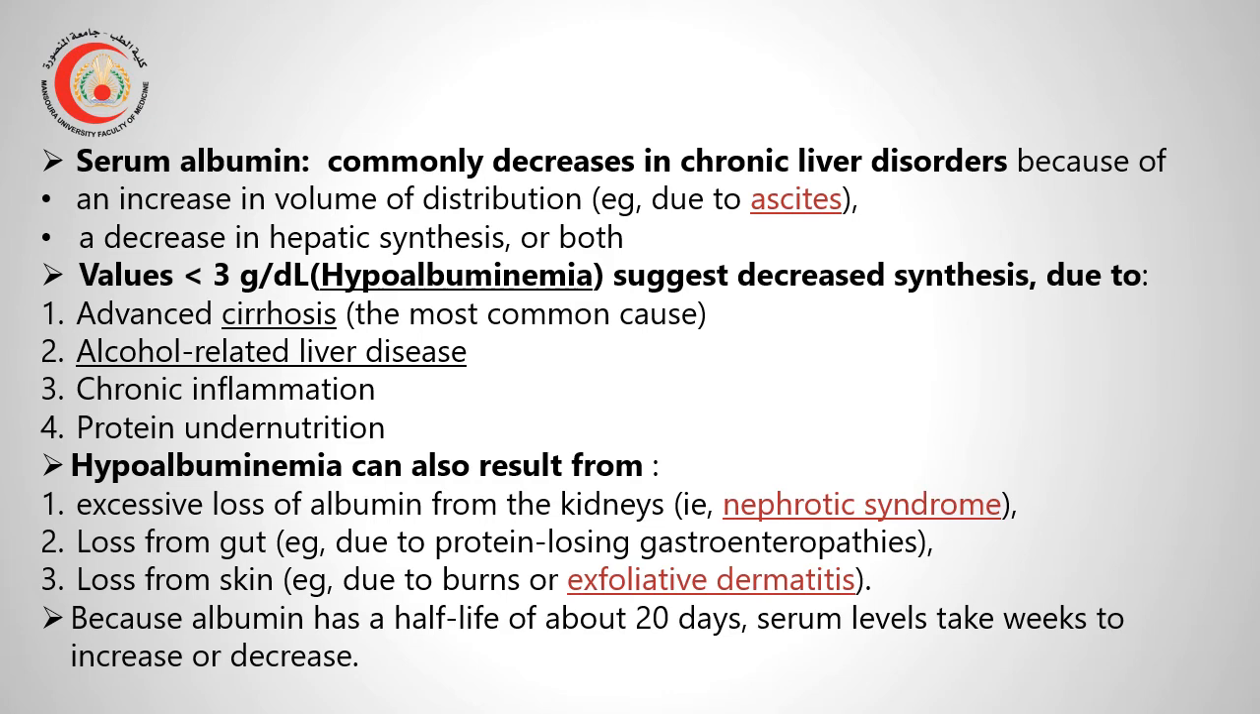As regards serum albumin, it commonly decreases in chronic liver diseases because of an increase in the volume of distribution, a decrease in hepatic synthesis, or both. Values less than 3 grams per deciliter, or hypoalbuminemia, suggest decreased synthesis due to advanced cirrhosis, alcohol-related liver disease, chronic inflammation, or protein undernutrition. Hypoalbuminemia can also result from excessive loss of albumin, either from the kidney, gut, or skin. Because albumin has a half-life of about 20 days, serum levels take weeks to increase or decrease.